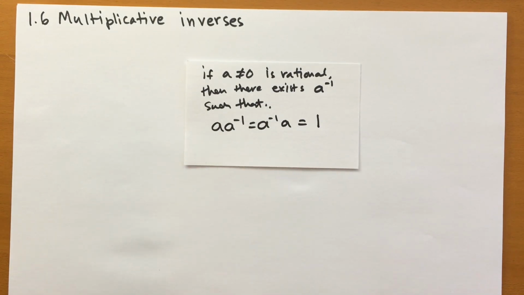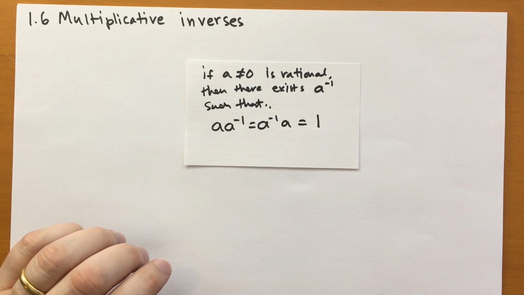It doesn't happen for integers. There's no integer that you can multiply 2 with that would give you 1. It only happens for rationals. And we'll find out later it happens for reals as well, but we'll do reals in the next chapter. Reals are a very interesting subject in their own right.